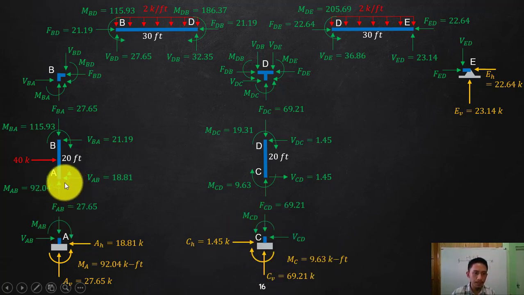In here, transfer everything. Okay, so going to the left will go to the right, so your reaction is to the left, 18.81. Going up, so that will go down, and so your reaction is going up, 27.65. And then the moment is counterclockwise, it will go clockwise, it will be going counter again, 92.04. Okay, so we are now having your reactions.